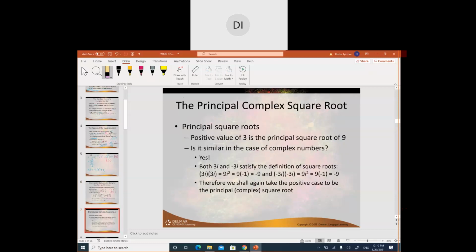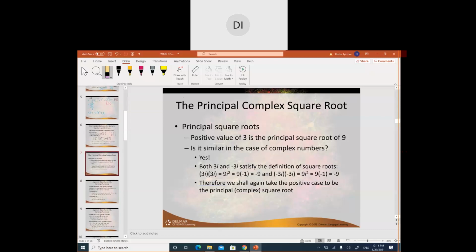Then we have the principal square root. Is it similar in the case of complex numbers? Yes. So when you have to take the square root of imaginary numbers, pretty much if you have the square root of a negative, you have to isolate the i and then just take the square root of it. Okay, makes sense?